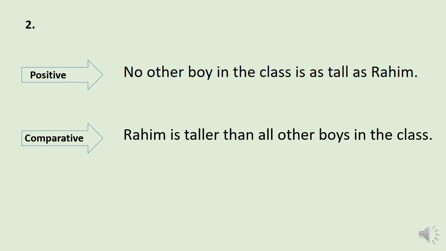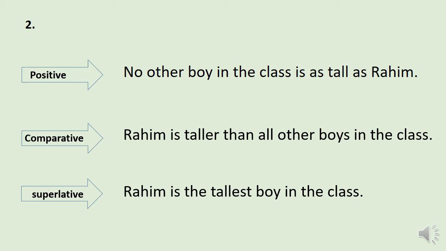Now, if you want to write it in superlative degree, what should you do? We all know that the superlative form of tall is tallest. So, we have to use tallest instead of tall. So, we can write the sentence in this way. Rahim is the tallest boy in the class. Here, one more thing. We always have to remember that we have to use the before the adjective of superlative degree, okay?